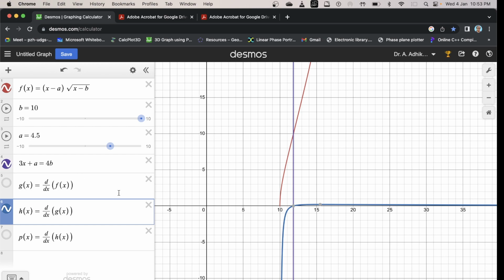And so this is the straight line 3x plus a equal to 4b. We get this straight line. So this point is the point of inflection, and lies on this curve. So red curve is the given curve, and this brown curve is the second derivative, which is equal to 0, meaning it cuts the x-axis at this point, and 3x plus a equal to 4b is the vertical line. So a point of inflection lies on this vertical line.